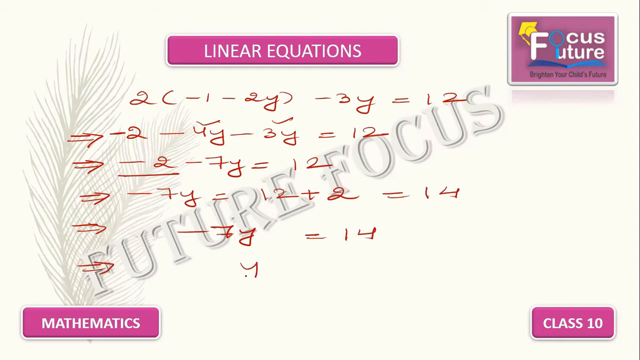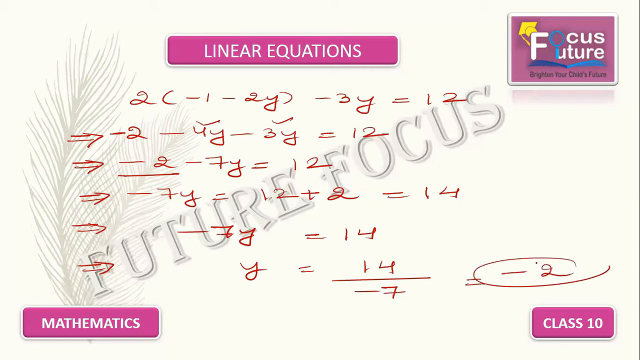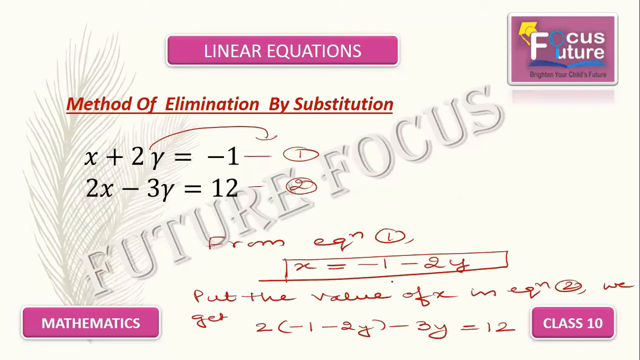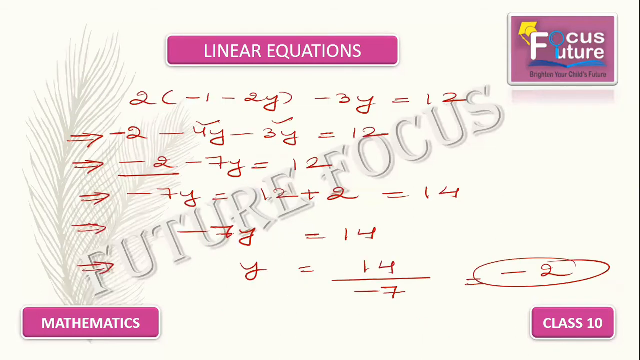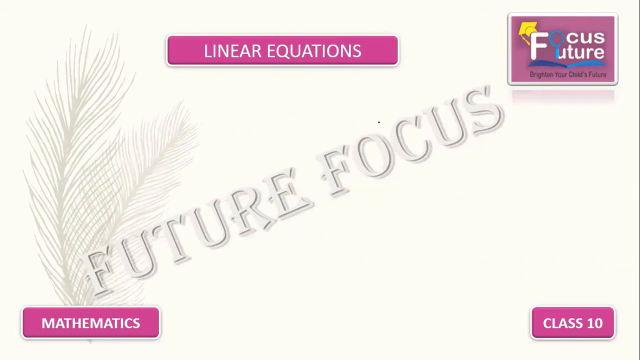So minus 7y is equal to 14, so y would be 14 divided by minus 7. That would be minus 2. So the answer of y would be minus 2. Now let us find x. You can see here the value of x is minus 1 minus 2y. So let us find x from y.